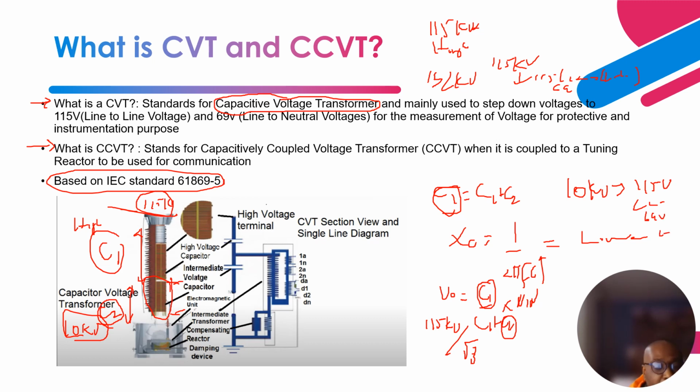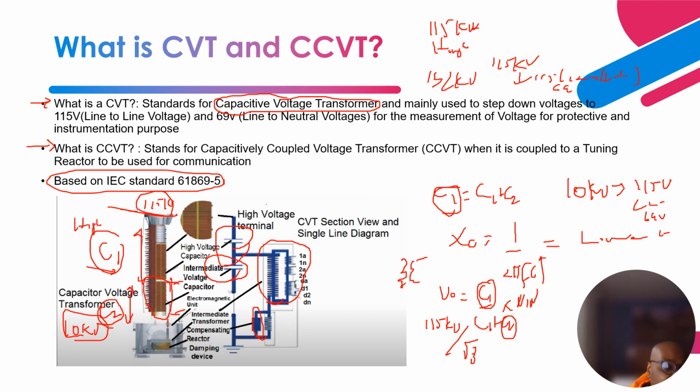So let's go through here, right? This one is the high voltage capacitor, the C1 capacitance I made mention of over here. And the C2 is the intermediate capacitor. Then this one is the electromagnetic unit, which consists of a step-down transformer, an inductor. In addition to that, you have a reactor, a tuned reactor, also called a compensating reactor.